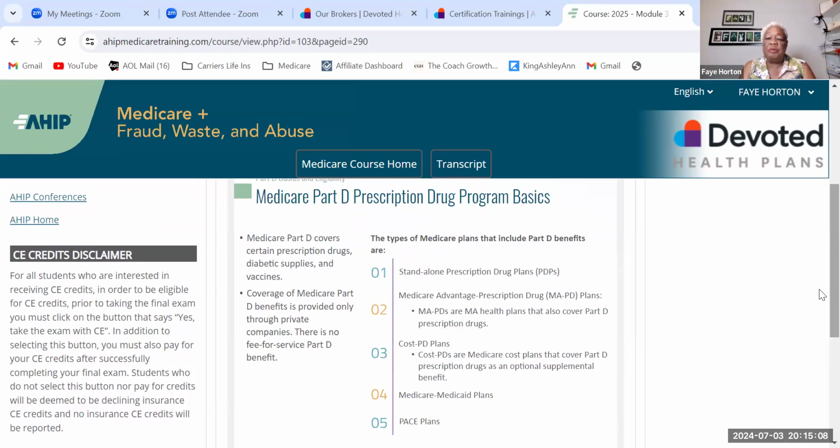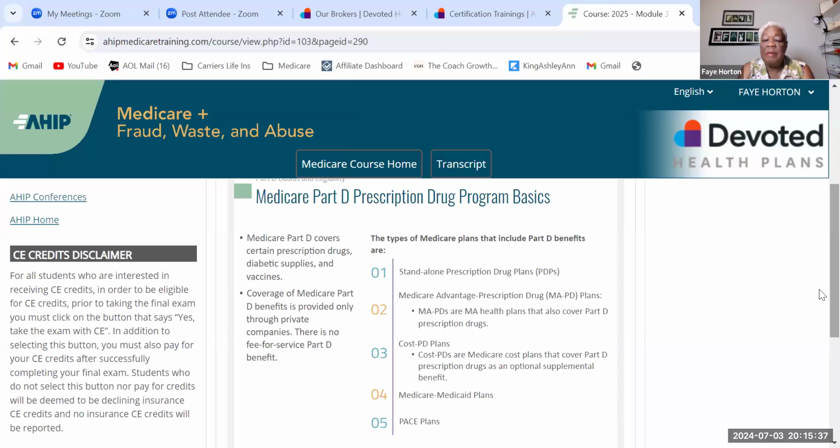Medicare Part D Prescription Drug Plan Basics. Medicare Part D covers certain prescription drugs, diabetic supplies, and vaccines. Coverage of Medicare Part D benefits is provided only through private companies. There is no fee-for-service Part D benefit. All of the Medicare Part D benefits are based on the Medicare model.